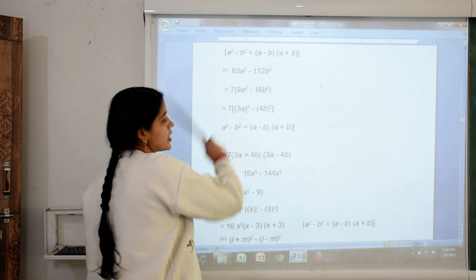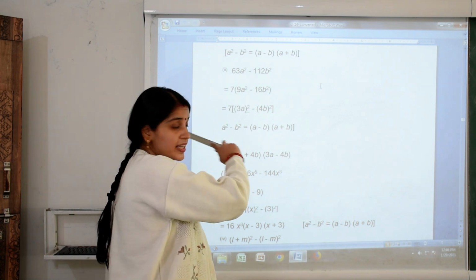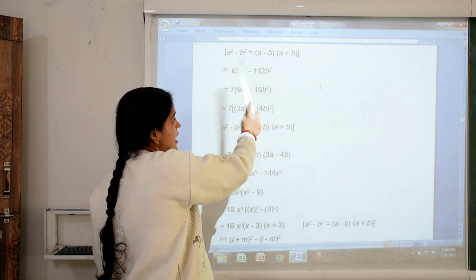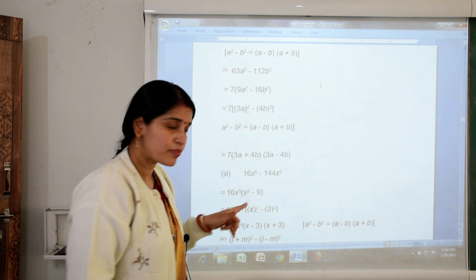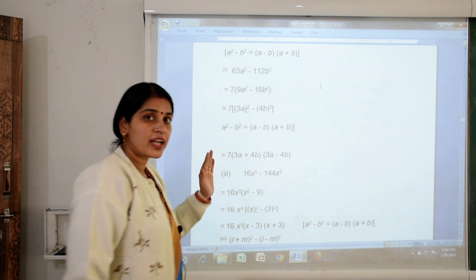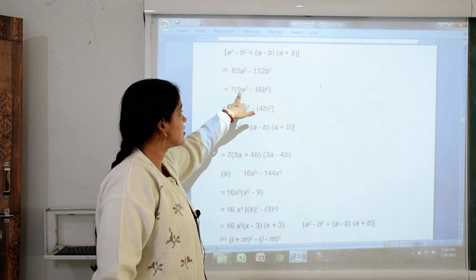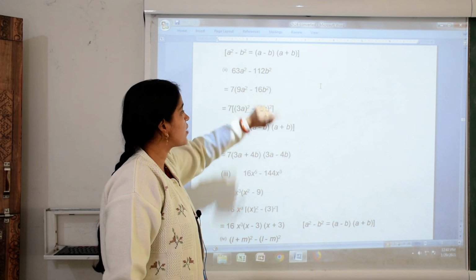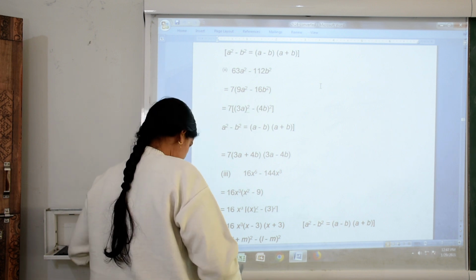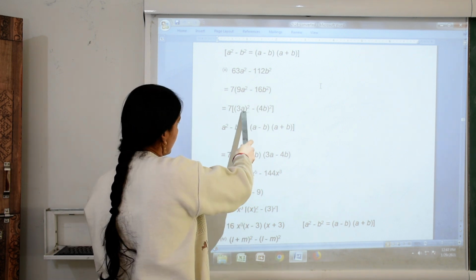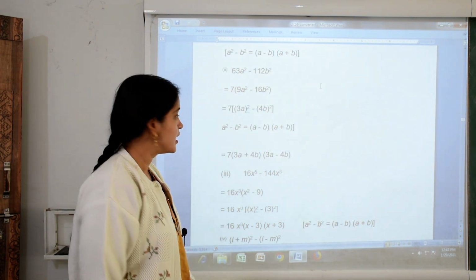So 7 comes outside the bracket. Here what is left? 9, because 7 nines are 63. So 9a square is left, this minus sign, and here 16 is left, because 7 sixteens are 112. So 16b square. Now again this one is in the form of identity, because the square root of 9 is 3 and the square root of 16 is 4. So now we write 7 outside the bracket, then (3a) square minus (4b) square.